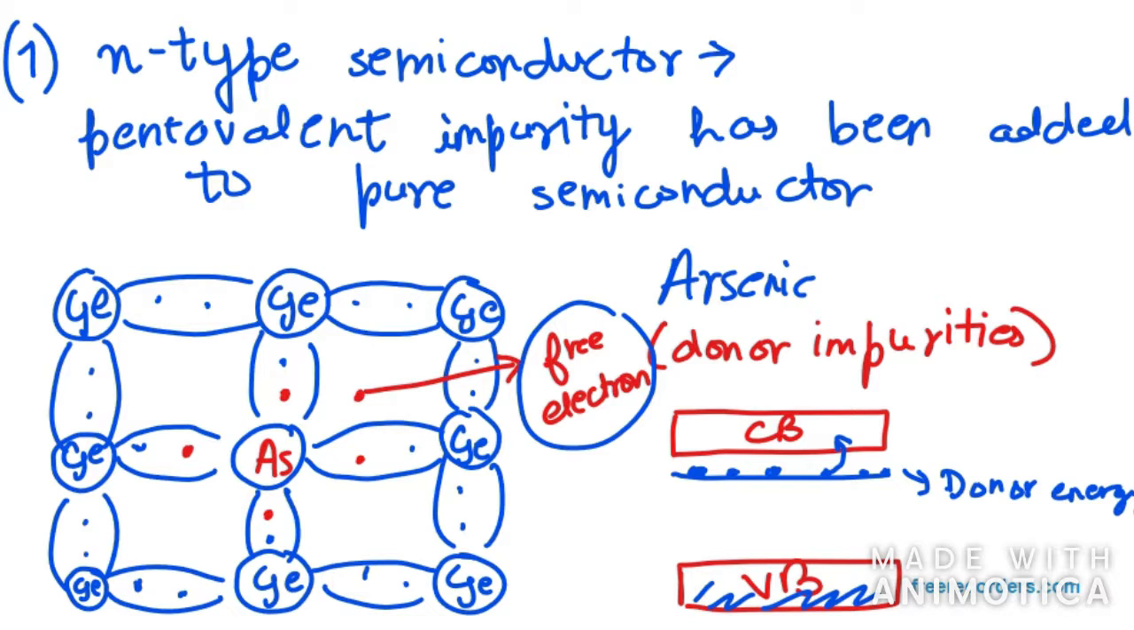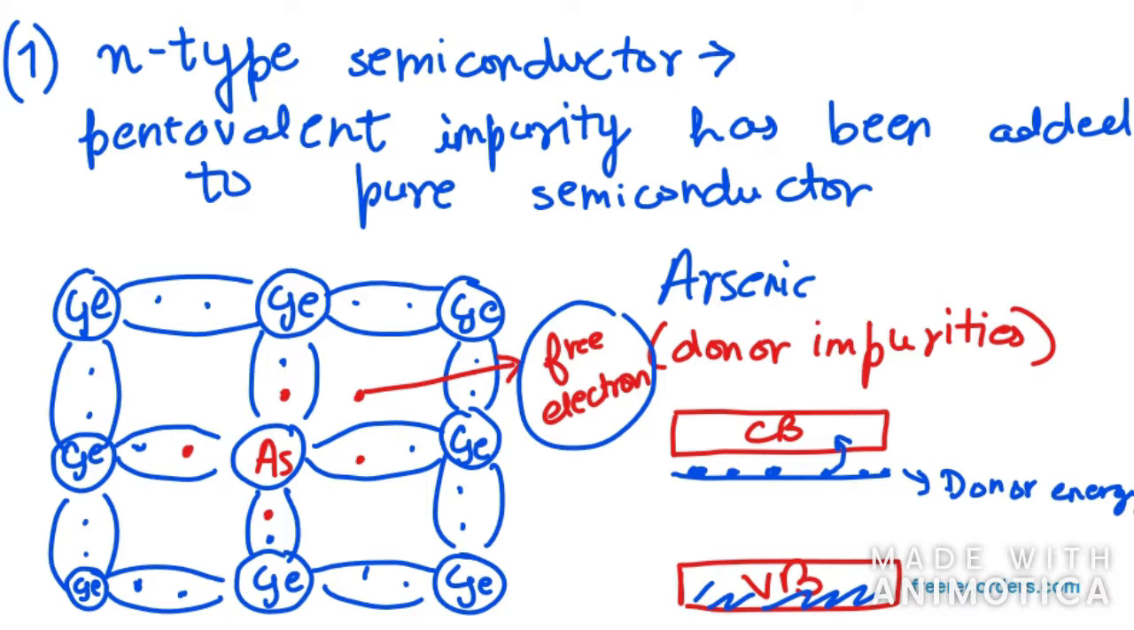That means this is not a single element. We have added multiple atoms of arsenic in it. Therefore, we have many free electrons in the one crystal. In one crystal, we have many free electrons. That doesn't mean that I have added only one atom to the germanium crystal. That won't help us to have an n-type semiconductor.